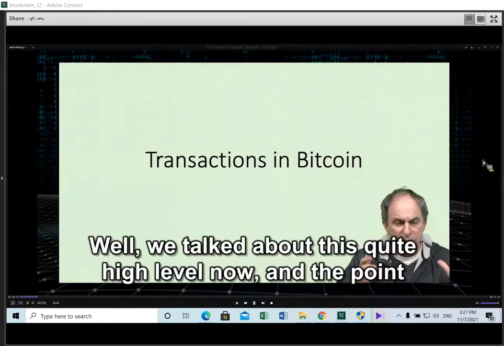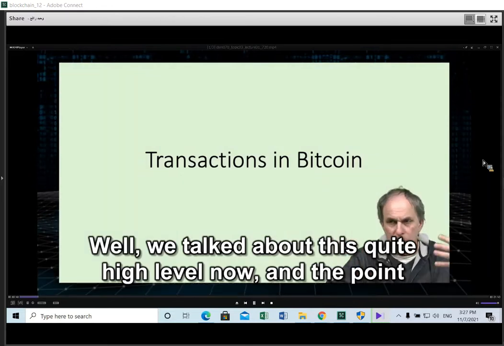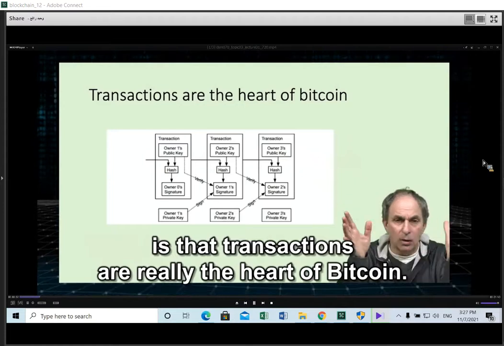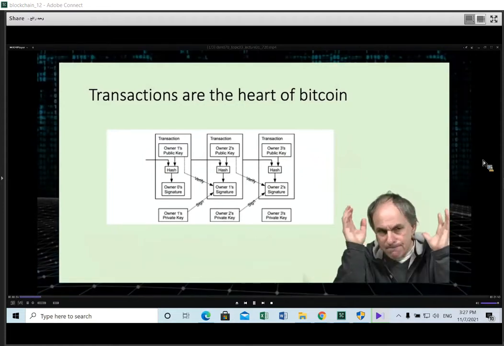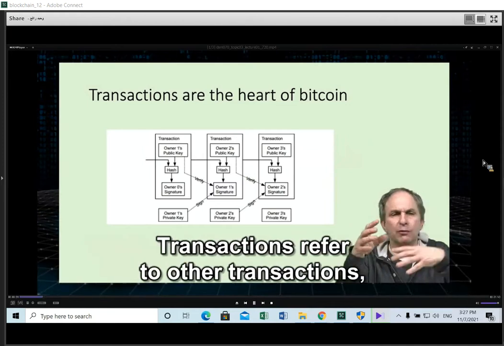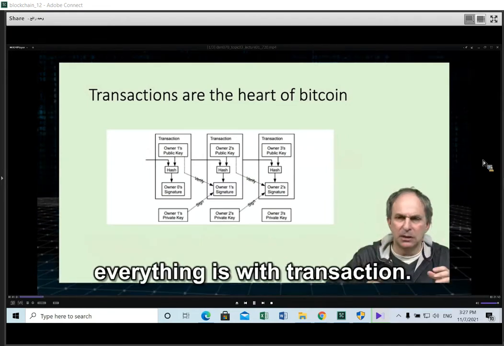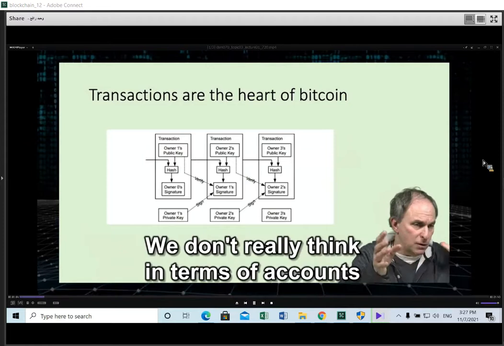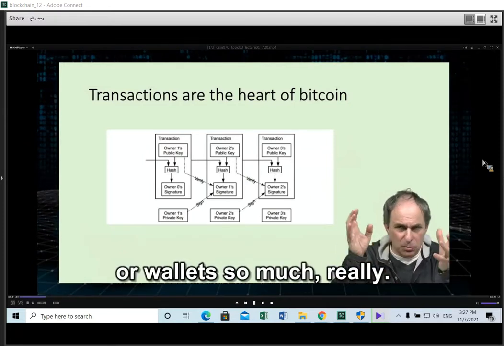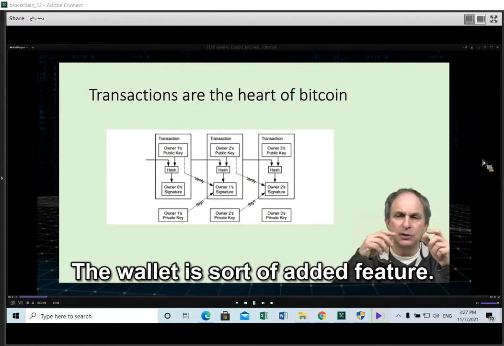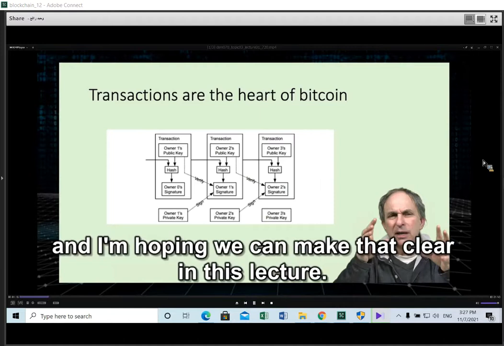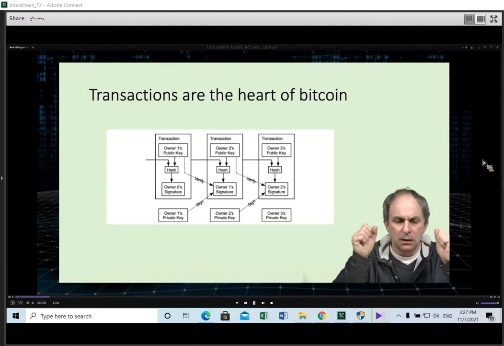Okay, well, we've talked about this at quite a high level now, and the point is that transactions are really the heart of Bitcoin. I mean, they're the fundamental object. Everything's a transaction. We don't really think in terms of accounts or wallets so much. The wallet is sort of an added feature. It's really all to do with transactions, and I'm hoping we can make that kind of clear in this lecture.